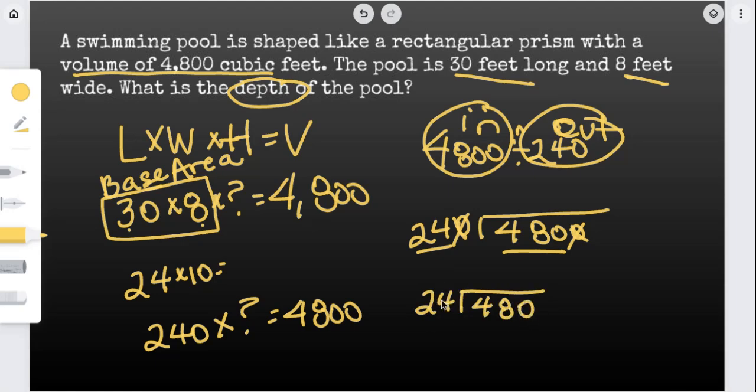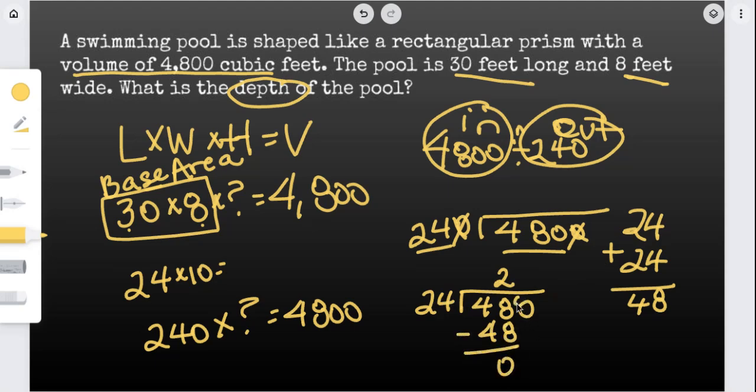I'm thinking about 24, if I have 2 groups of that, okay, that gives me the 48. So I'm going to say 2 times 24, or 2 groups of 24 gives me 48. I subtract, get 0, bring that 0 up. 24 does not go into 0, so 0 on the top, 0 on the bottom, and I'm done. So I see that my missing measurement there is 20.